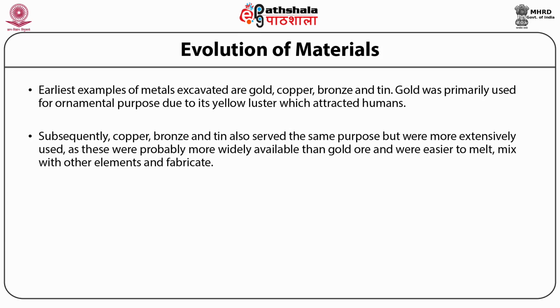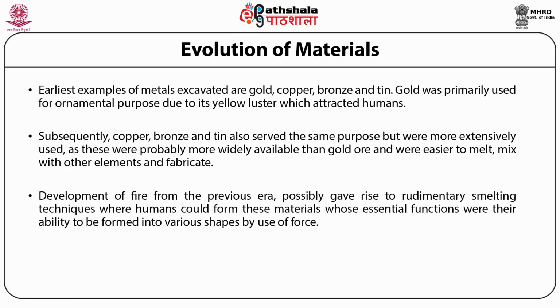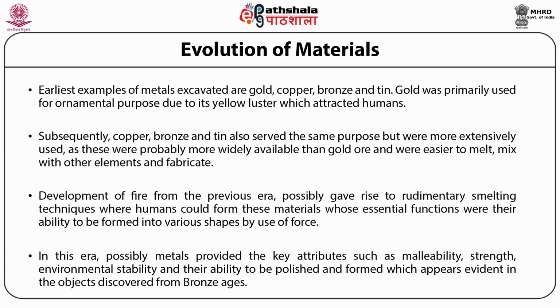The presence of jewelry and other artifacts of these suggested that the primary use of these metals was for decorative purposes. These metals could also have been used for making tools for agriculture in the Bronze Age. Development of fire from the previous era possibly gave rise to rudimentary smelting techniques where humans could form these materials, whose essential functions were their ability to be formed into various shapes by the use of force. In this era, possibly metals provided the key attributes such as malleability, strength, environmental stability, and their ability to be polished and formed, which appears evident in the objects discovered from the Bronze Ages.